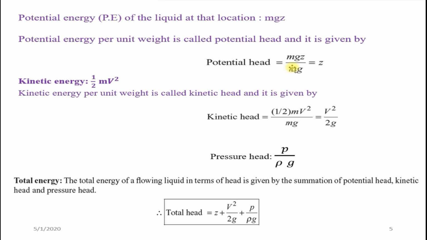These three, potential head, kinetic head and pressure head, you have to remember. Potential head we can take as z. Kinetic head is nothing but v square by 2g. Pressure head is P by rho g. So what is the total energy now? It is the sum of potential head, kinetic head and pressure head. If you add these three heads, you will get the total head, that is z plus v square by 2g plus P by rho g.